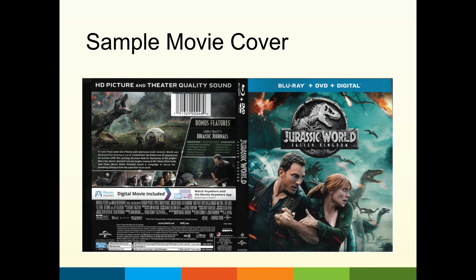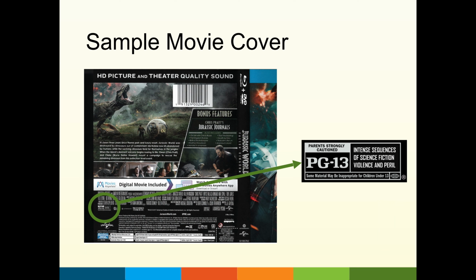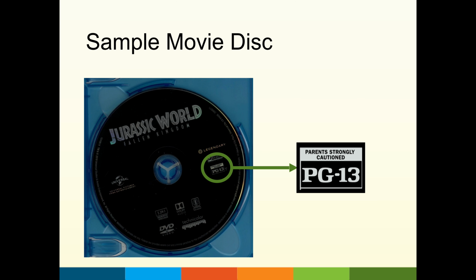So we've looked at music albums, but what about movies? Do you know where you can find the content rating for a movie? The content rating, along with the descriptors, can be found on the back of most movie cases. For example, this movie is rated PG-13 due to intense sequences of science fiction violence and peril. The content rating can also be found on the disc of the movie as well.